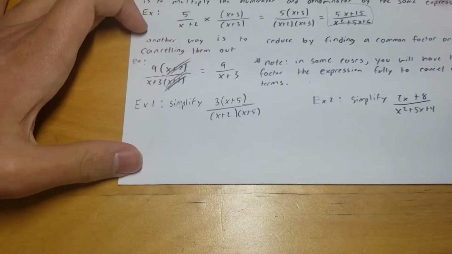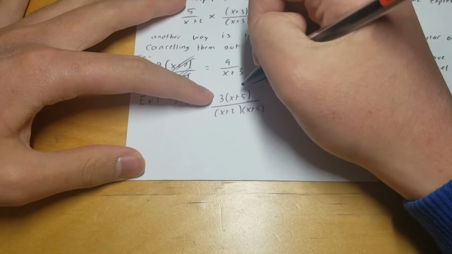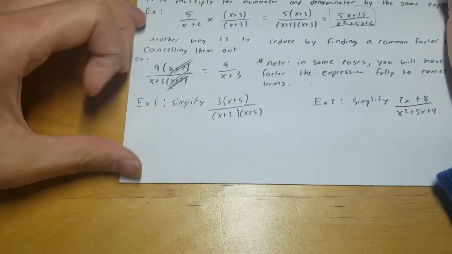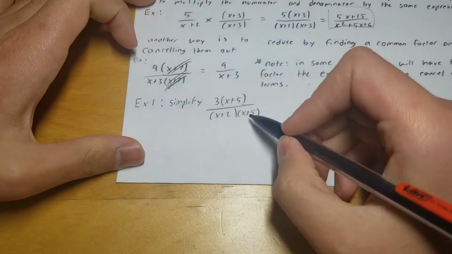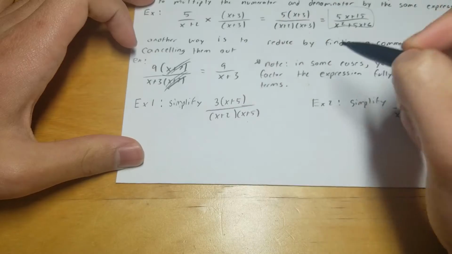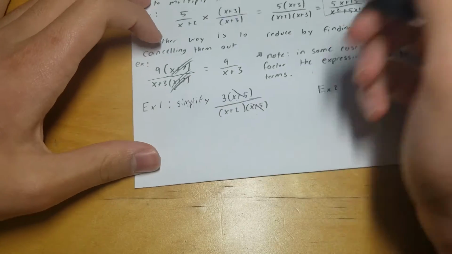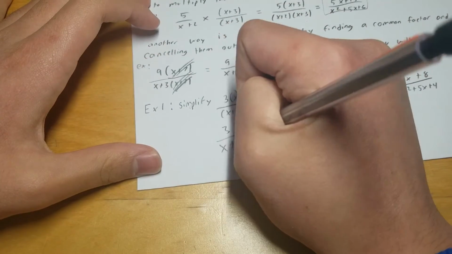Okay, example 1. Simplify 3 times x plus 5 over x plus 2 times x plus 5. You see that x plus 5 is a common factor, so it cancels out. Your final answer will be 3 over x plus 2.